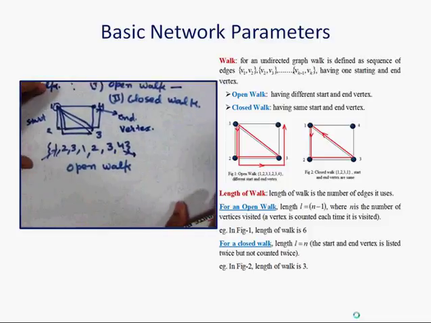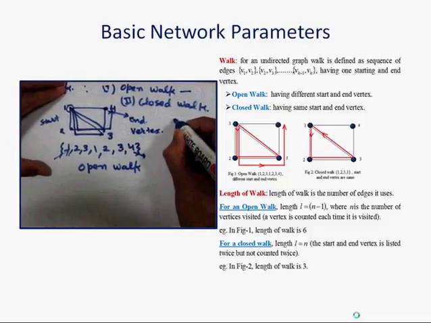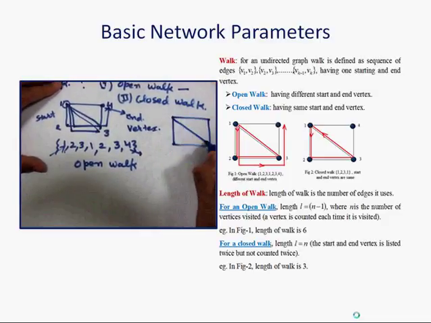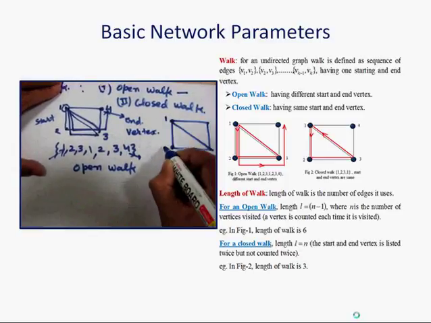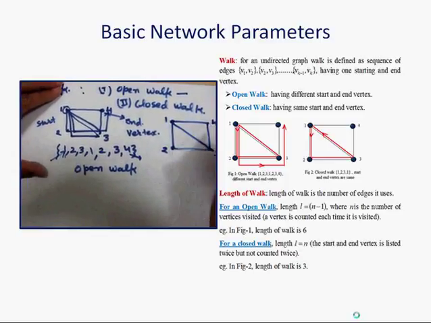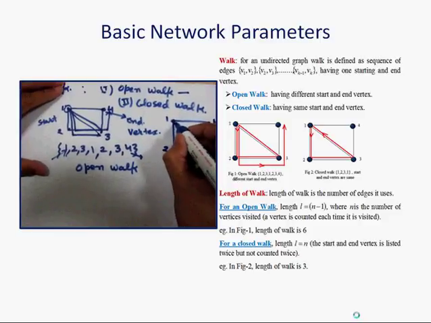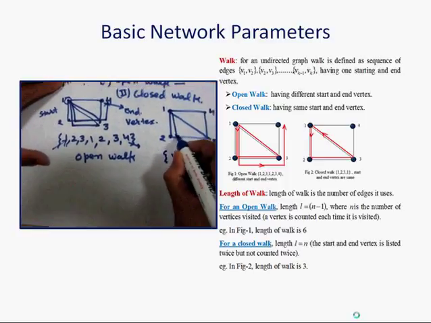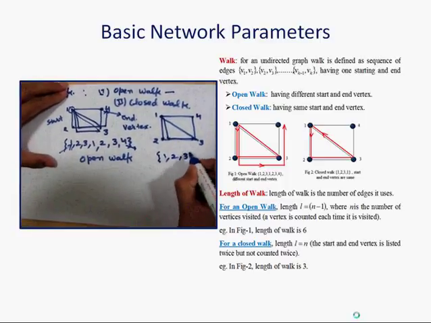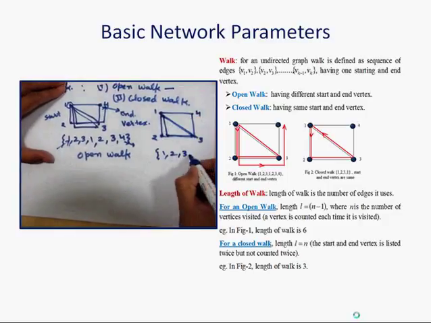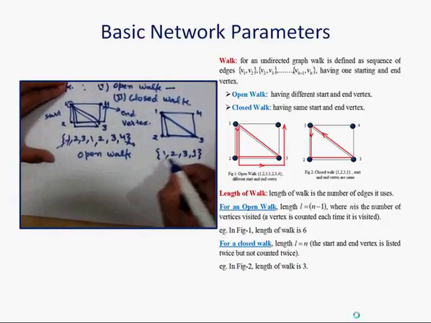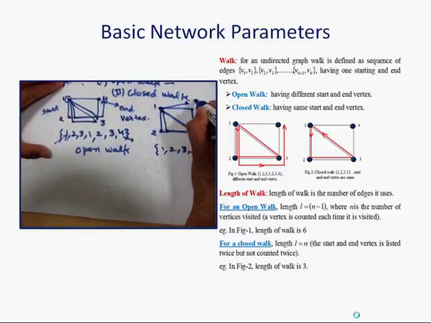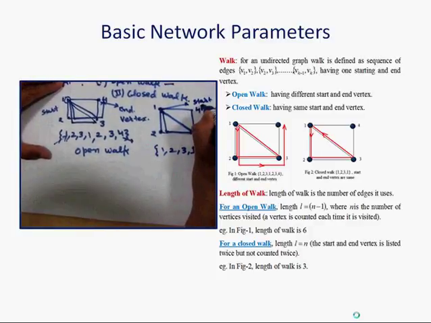Now closed walk. Suppose we start here, then our sequence will be 1, 2. Now we go to vertex 3 and then again return back to vertex 1. Then it will represent a closed walk because the walk has the same start and end vertex.